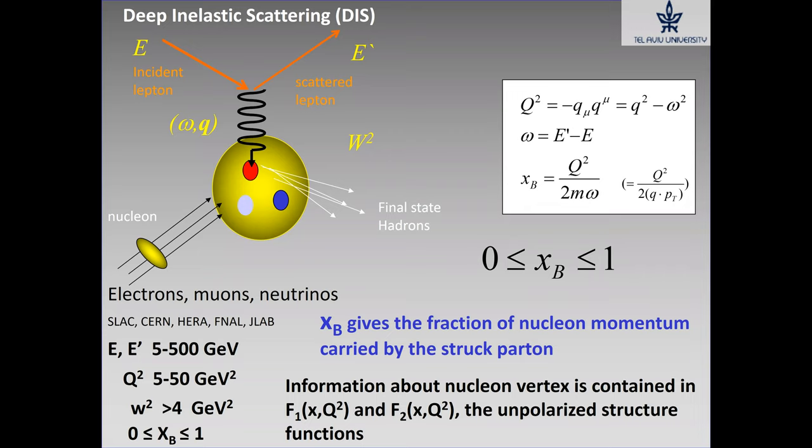The other kinematical variable that people use is called Bjorken x. It's the ratio of Q squared to twice the mass of the proton times the energy transfer. So this is a kinematical variable, it's defined here, and it runs between 0 and 1 for a proton, but it also has a dynamical meaning. If you assume a parton model, and you assume that the electron scattering is described by a single photon exchange, and the single photon is interacting with a single quark, then x gives you the fraction of the proton momentum that this particular quark that you interact with carries.